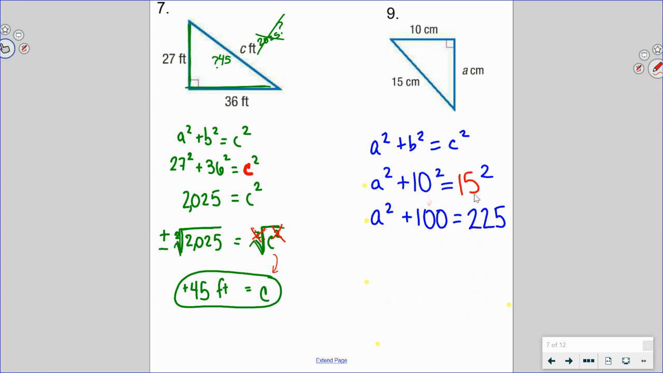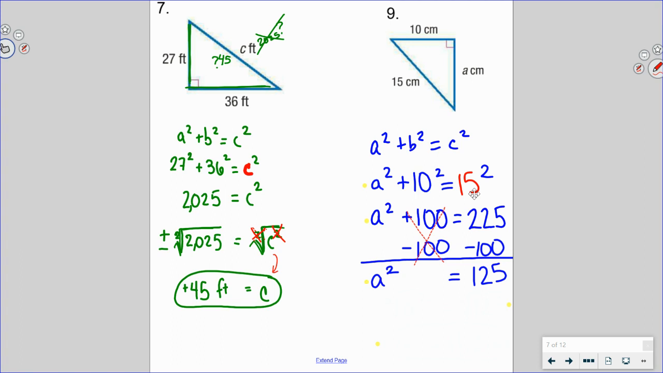Okay, now our goal is to find a. I want to get rid of the second power. I want to get rid of that 100. That would give us an isolated variable of a by itself. What do I get rid of first? Well, I don't want that 100. That 100 has nothing to do with the a, so let's go ahead and subtract the 100 from both sides. That would leave us with a squared is equal to 125.